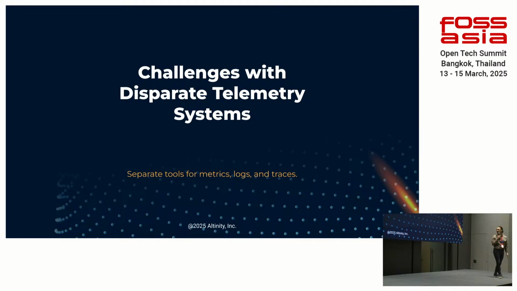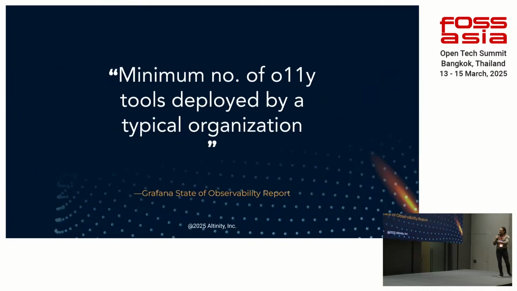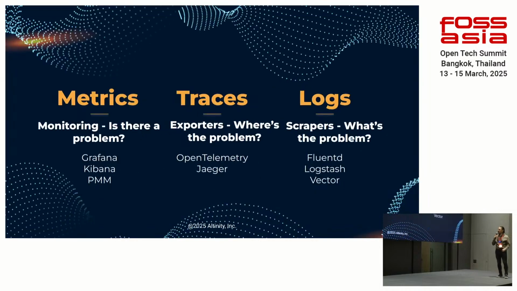So, what are the challenges with the telemetry systems? The main challenge is we have too many tools for metrics, logs, and everything else around the traces. According to the Grafana State of Observability report, what is the minimum number of observability tools deployed in a typical organization? Any guesses? How many tools would you deploy generally to have observability on your systems? Guess? Six. Okay, that's a good one. And this is the minimum. This makes things very complex and difficult for people who are actually designing these systems.